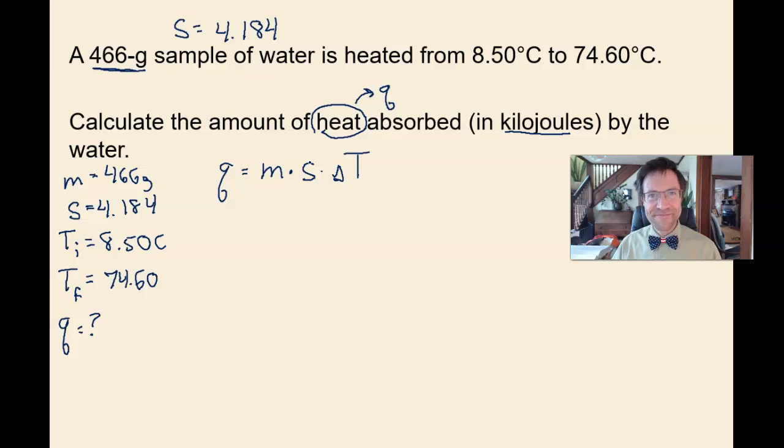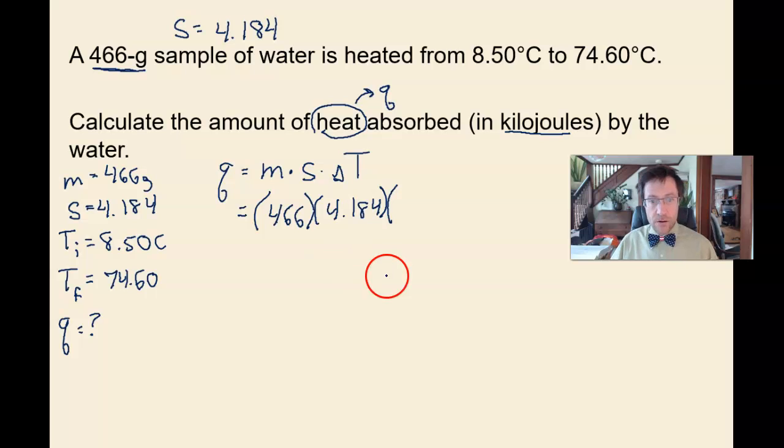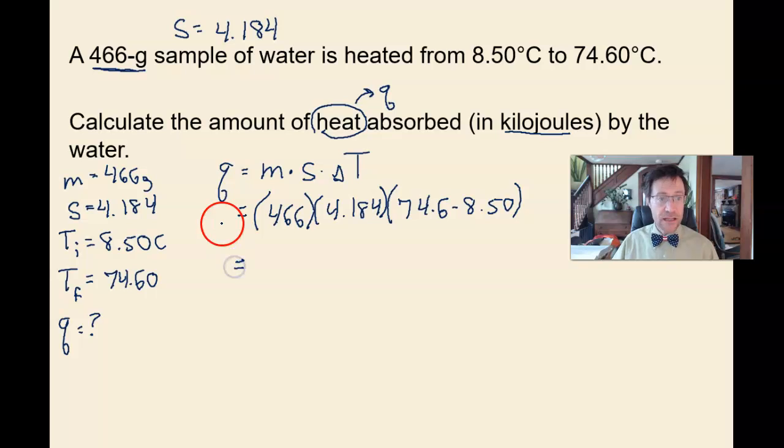Can it? Give it time. All right, so mass, very simple, 466 grams. 4.184. And delta T, final minus initial. Man, I have no idea how to work that. I'm just going to write it out here. 74.6 minus 8.50. And I'm just going to type this all into my handy-dandy computer mathy thing. I'll be right back.